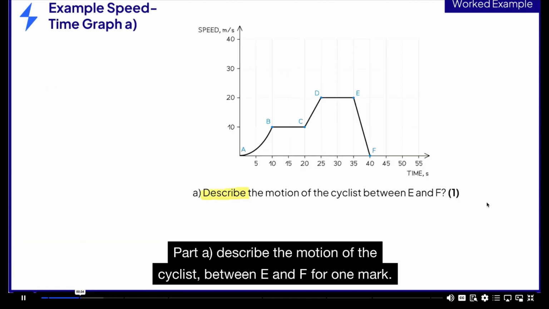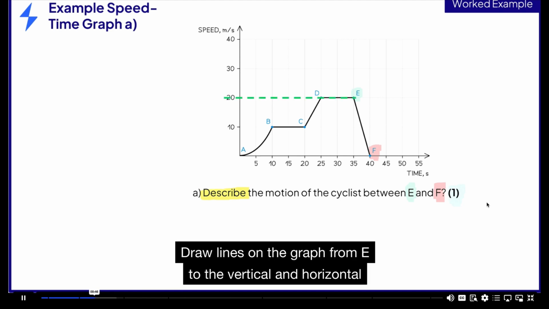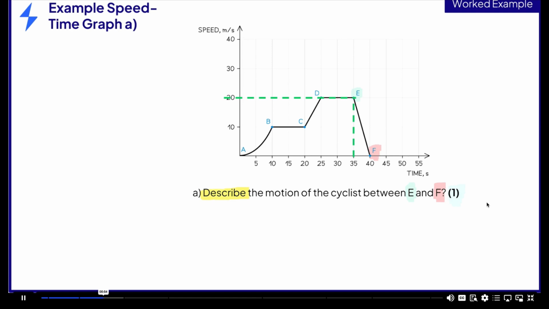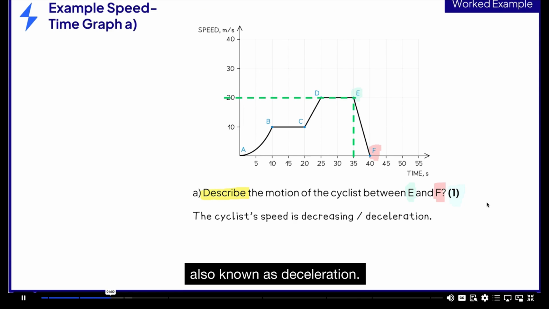Part A. Describe the motion of the cyclist between E and F for 1 mark. Hence, the answer will require a description of one property only. Draw lines on the graph from E to the vertical and horizontal axis, so it is easy to see that the speed decreases from E to F. So the cyclist's speed or velocity decreases, which is also known as deceleration.